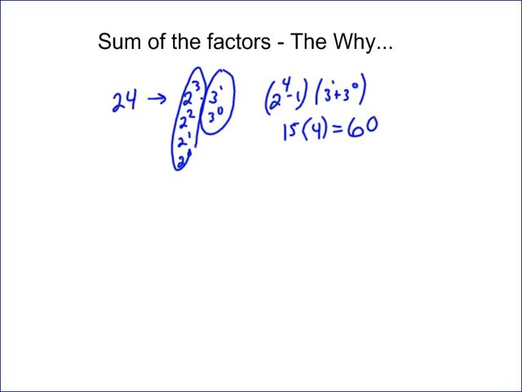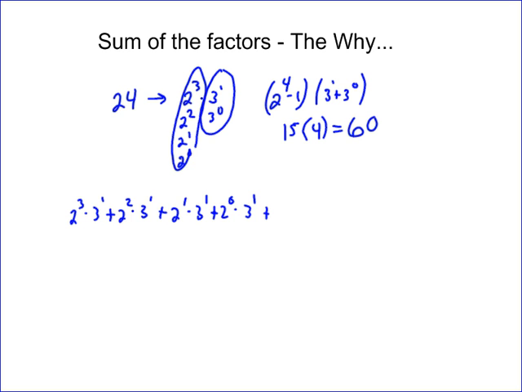If you want to understand the why, we have to go back and think about the pairs that we did for the why on the number of factors. If you think about that, we could list out all the pairs. The first pair would be 2 to the third times 3 to the first, and then we're going to add that to 2 to the second times 3 to the first, and then add that to 2 to the first times 3 to the first, and then add that to 2 to the 0 times 3 to the first.